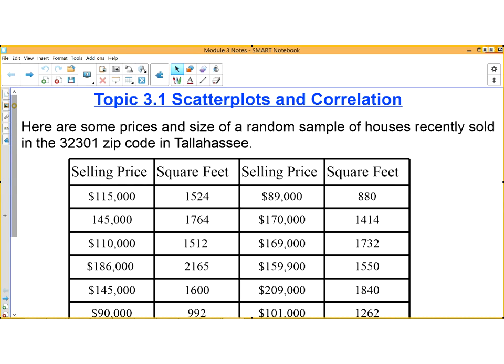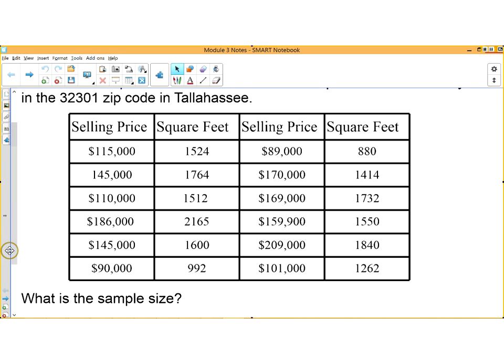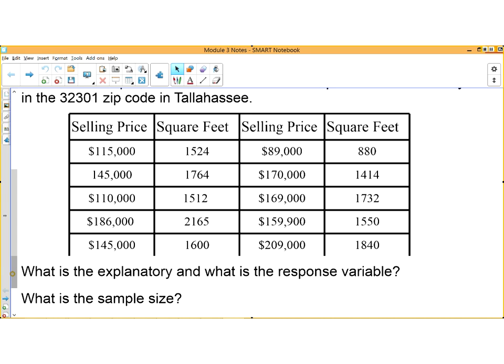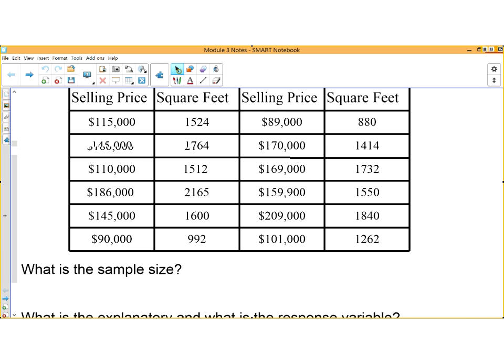So this is some data. It's a little bit older now, but this is some prices and size of random sample of houses sold in the 32301 zip code in Tallahassee. So there they are, the selling price and the size of the house. So the first thing we might want to know is the sample size. In other words, the sample size would be how many houses we collected data for.